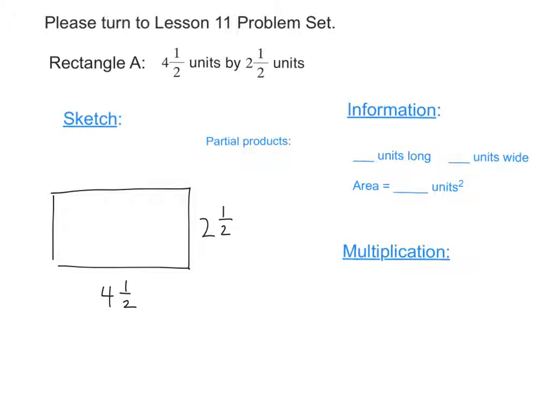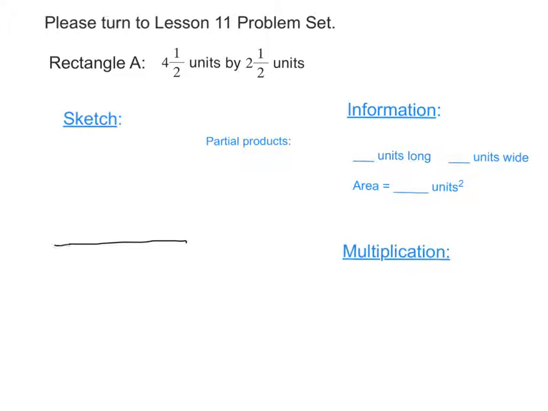Okay. Now, can we break this down? Can we separate 2.5 units into tiles? If each tile is 1 unit by 1 unit, how many tiles can I fit along this side here? 2 and 1/2 of a tile, yeah. But instead of doing that, let's group the 2 together and let's separate out the 1/2. So we can show that here we have 2 tiles and here we have room for 1/2 tile.